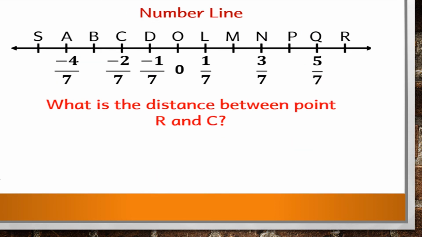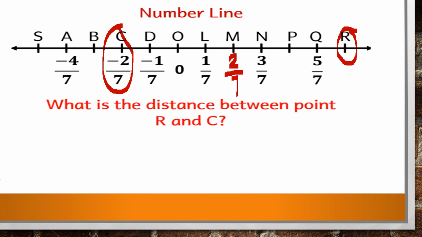What is the distance between point R and C? So let's have a look at point R and point C. If you look at point R, my R is here. Okay, and C, that is -2 upon 7. Now you might be wondering that no number is mentioned for R. But if you look at the number line, you will come to know what it will be. 1 upon 7 is here, so 2 upon 7 will be here. Okay, it will be 2 upon 7 here.